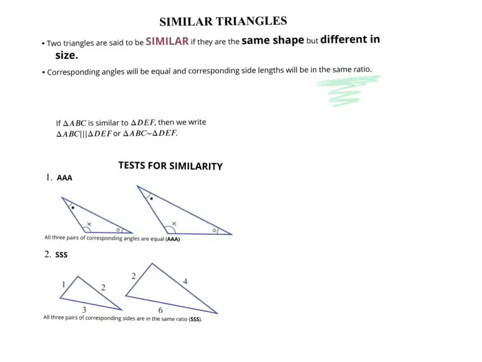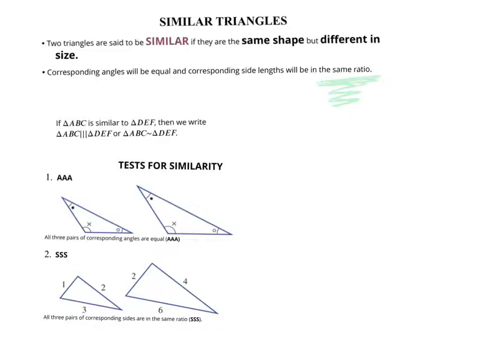So let's talk about corresponding to start off with. Corresponding means they have to be in exactly the same spot. If they're angles, they have to be exactly the same angle. But if they're sides, they have to all be in proportion or ratio to each other.